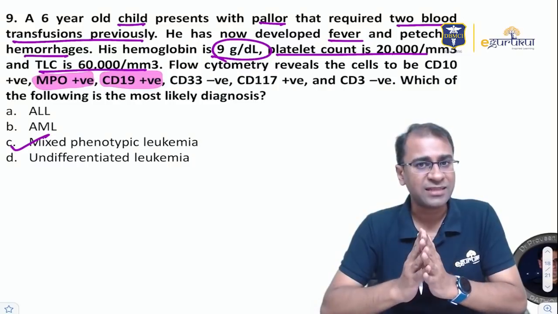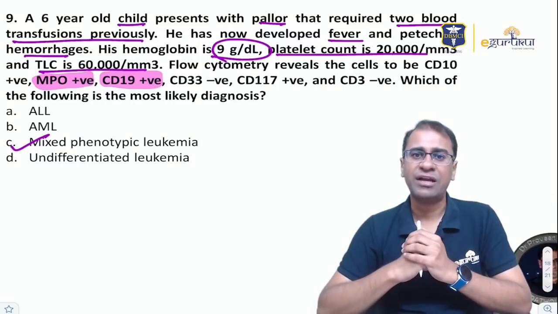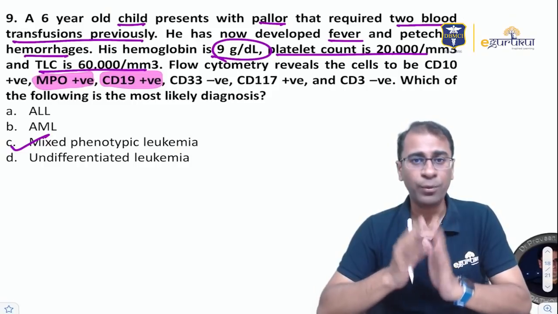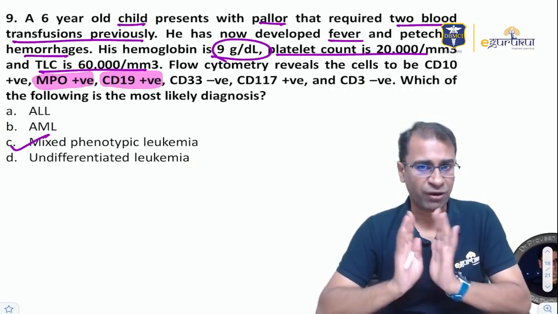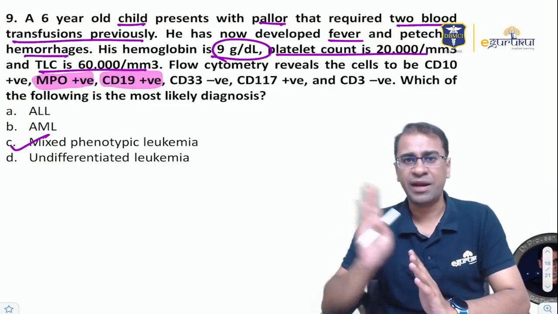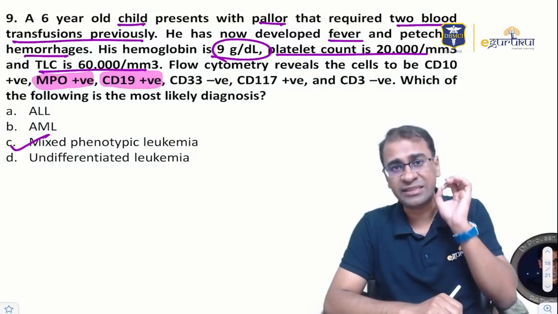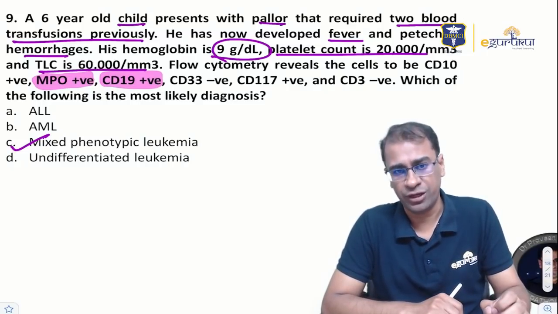Remember, anything is possible in cancer, and therefore these types of findings often occur. Remember one thing, it should be a specific CD marker. For example, for myeloid, it should be MPO. For B, it should be CD19. For T, it should be CD3. Only then you call this a mixed phenotypic or a biphenotypic acute leukemia.